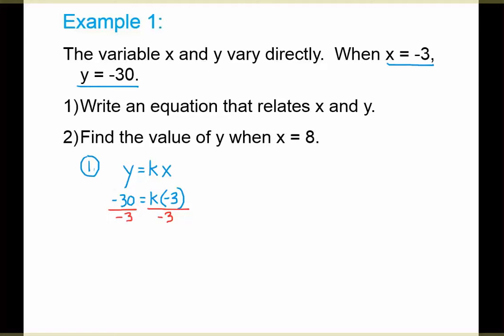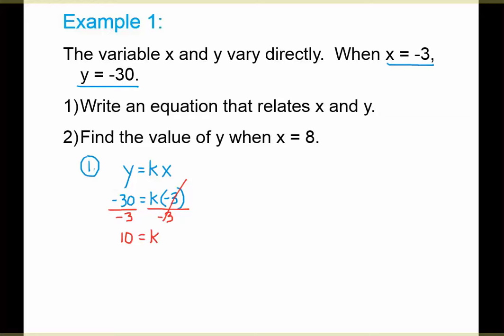Well, we divide both sides by negative 3. So you'd want to show that on your paper. Divide by negative 3, divide by negative 3, and you're going to end up with k equaling 10. Okay, you're not done. You've just figured out what your constant of variation is. So your constant of variation is 10. It's the multiplier of the x.